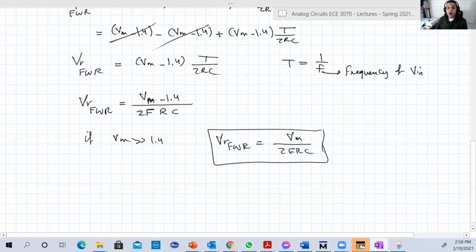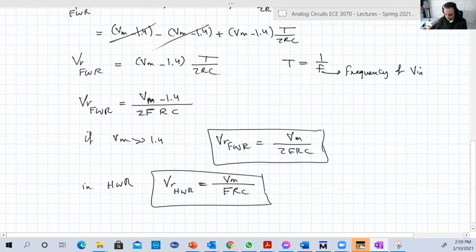Let's compare that to the one we get from the half wave rectifier. In the half wave rectifier with smoothing filter, the ripple was Vm over fRC, if we neglect the 0.7, because the numerator was Vm minus 0.7. So if we compare these together, we will find that the ripple in the full wave rectifier with a smoothing filter is less than the half wave rectifier with a smoothing filter. It's actually half of it, 50%.